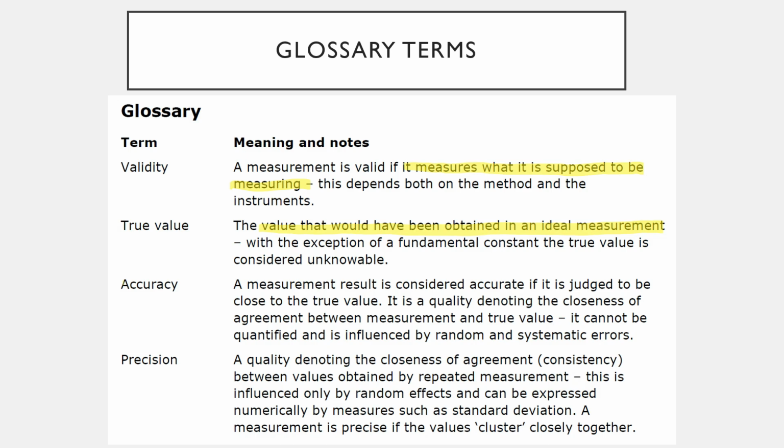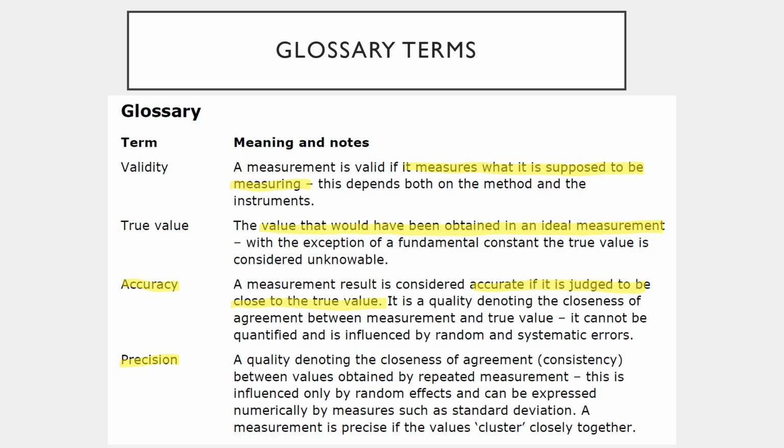Accuracy and precision are very important ones. A measurement is accurate if it is judged to be close to the true value. Now note that it says accuracy cannot be quantified, because a lot of people believe that the percentage error gives you an idea of your accuracy. And in some ways it does. But when they say accuracy can't be quantified, they mean as you're doing the experiment, you can't say that you're being 100% accurate because there are too many variables.